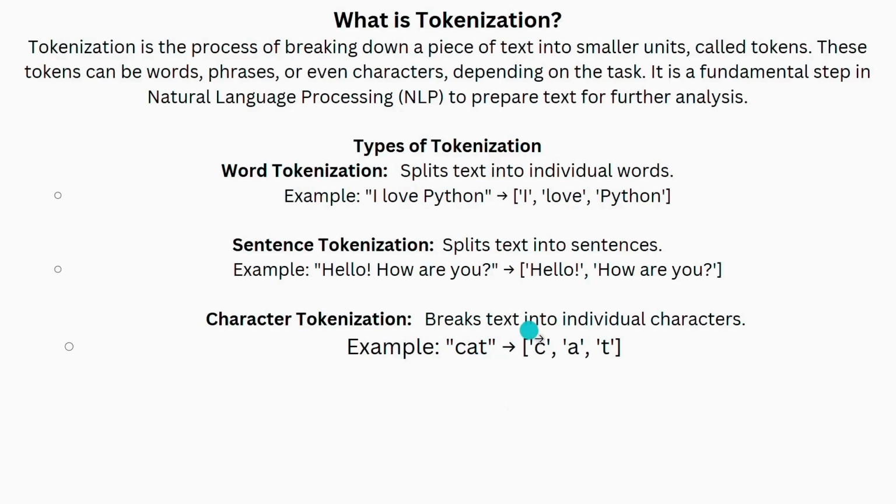This dividing into small units is called tokenization. This is used because each character or word will be converted into numerical format, so we divide it into small units. This is called tokenization.